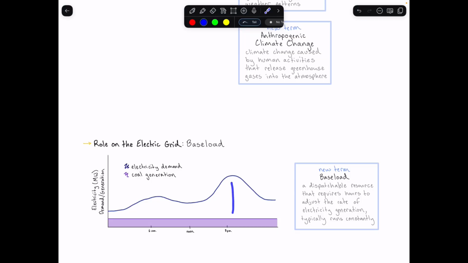Now you see that there's this delta here, this difference between what is being demanded by consumers and coal-fired power plants. And this is because there are many other energy resources that are used to provide electricity to consumers. And there are resources that are better managing this variability throughout the day in comparison to coal. But coal-fired power plants do provide a base load resource in many electricity industries around the world.